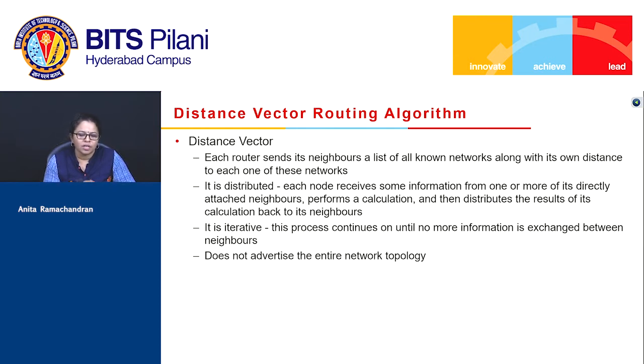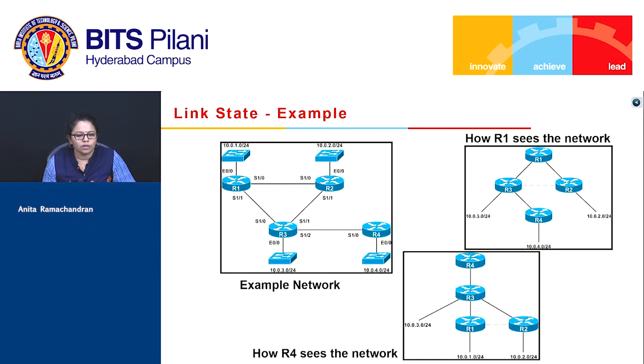and then distributes the result of that calculation to its other neighbors. So it is kind of iterative in the sense that whenever there is an update from one neighbor, it results in a calculation and probably a new best path or new least cost path that gets advertised to the neighbors in return. So the whole process is iterative until the point in time where there are no further updates being exchanged between the routers. So it does not advertise the entire network topology. And that is the distance vector routing algorithm.